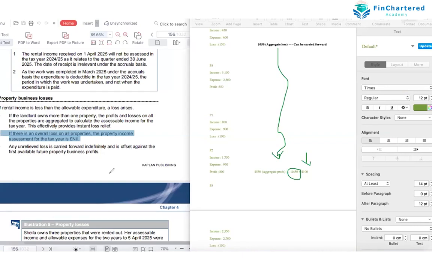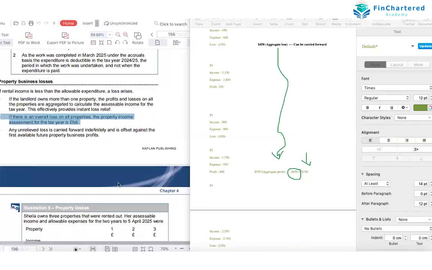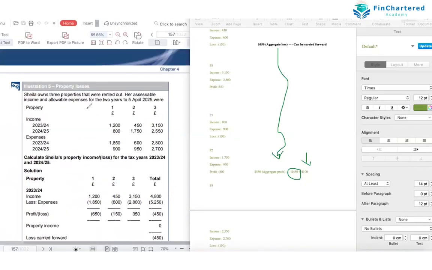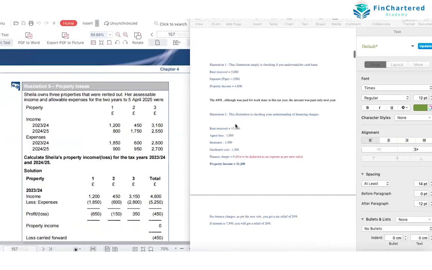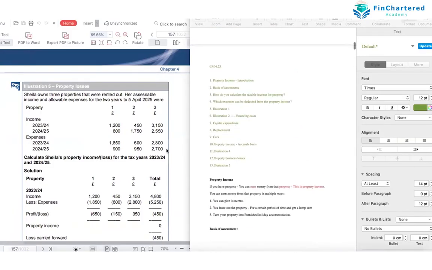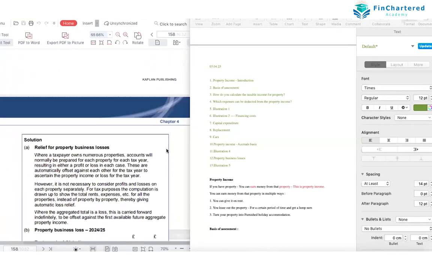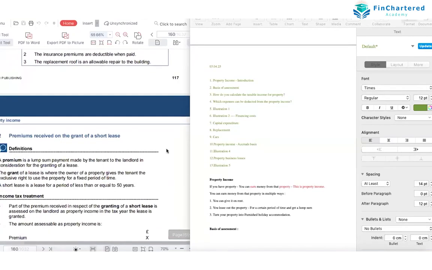Guys, I hope you're clear and comfortable with property loss. And illustration 5. Any problems, guys? Neha, Chirag, Aditya, Ashank, Sujay, Chirag, perfect. So illustration 5 is also done. Illustration 6, you can try it on your own at home.